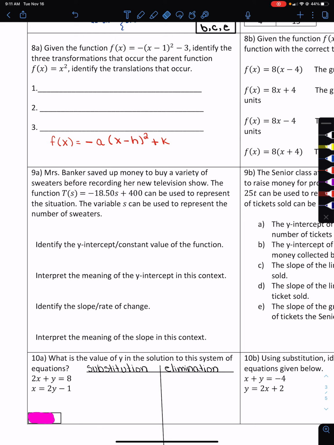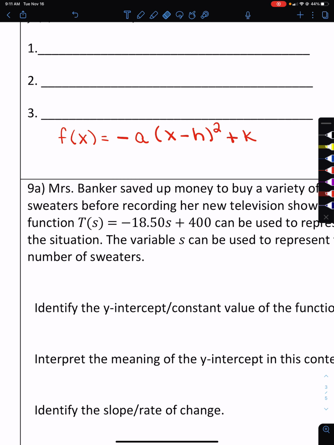All right, 8A, given this function, identify the 3 transformations that occur on the parent function of x squared. Okay, so let me go over a couple of pieces here when we were talking about translations. Remember that the A, whether it's a positive A, it will open up. If it's a negative A, it opens down. So that positive or negative will make it reflect over x.